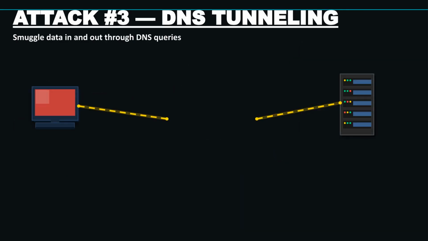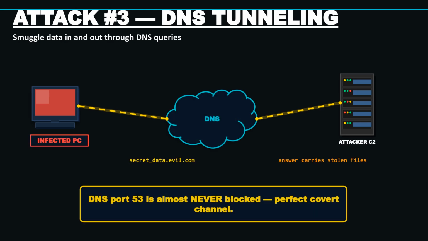DNS tunneling is a technique used to smuggle data in and out through DNS queries. Since DNS port 53 is almost never blocked, it is a perfect covert channel for exfiltrating sensitive data to an attacker-controlled server.